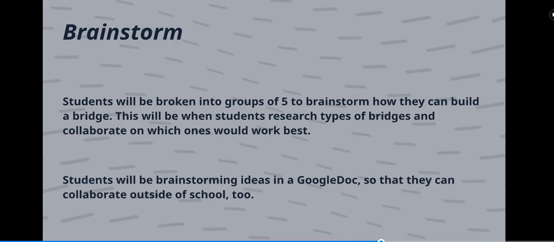So the next step in the engineering design process is brainstorming. Students will be broken into groups of 5 to brainstorm how they can build a bridge. This will be when students research types of bridges and collaborate on which one would work best. Students will be brainstorming ideas in a Google Doc so that they can collaborate outside of school too. This is where they'll talk about what they've found and websites that they can go back to and share with each other. This is going to be their place where they put all the information that they find in this Google Doc.